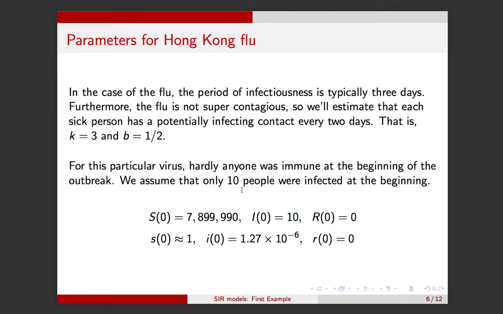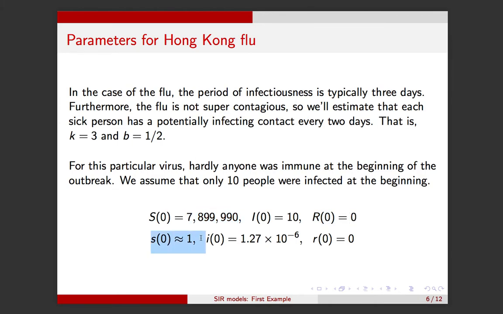So for this particular virus, nobody was immune at the beginning in New York City. We'll assume some small amount of people were initially infected. This number doesn't really matter. 10 versus 5 won't make a difference in the model we build, really. So now for our initial values, the population of New York City at the time was 7.9 million people. So if 10 people are initially infected, everybody else is susceptible, nobody has recovered at time 0.